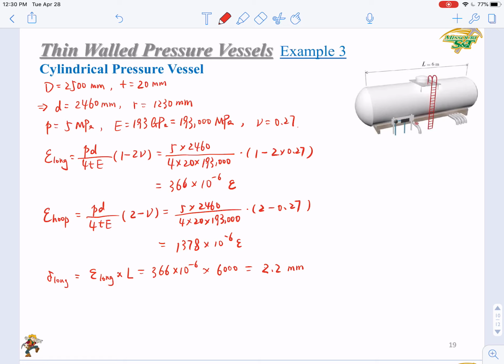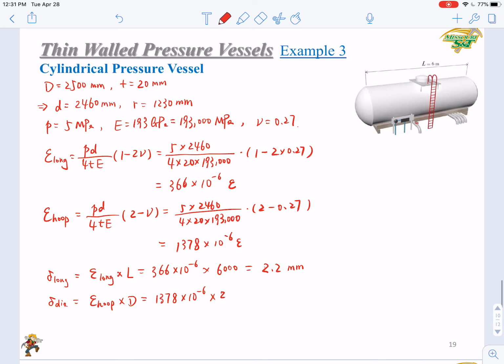Then how about the diameter? The diameter change will be just we can use the hoop direction strain times D. Right, 1378 microstrain times D is 2500. You will get 3.44 millimeter. So why can we use the hoop direction strain to calculate the change in diameter?